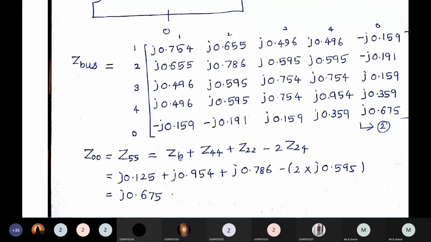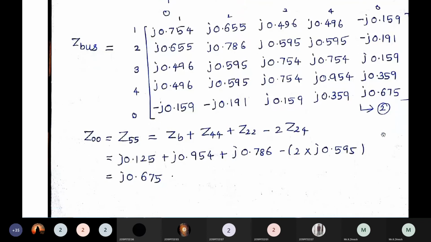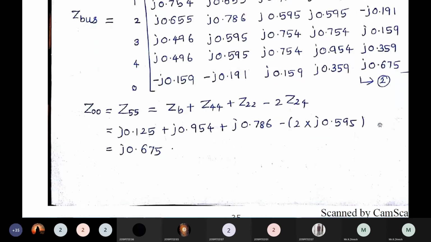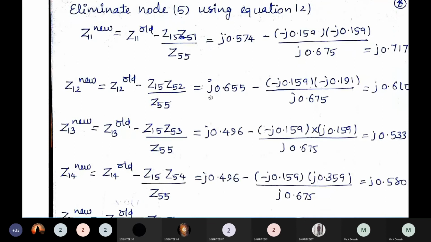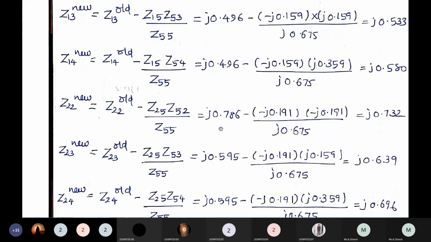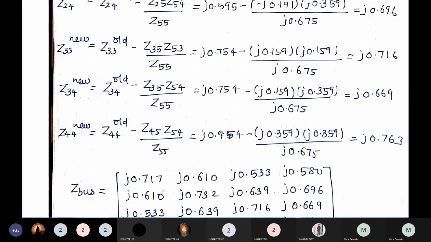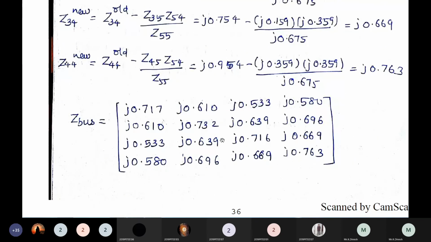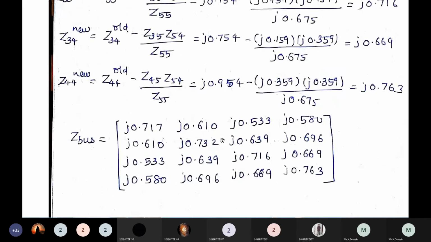To get the 5, Z55 equals Z44 plus Z22 minus 2 times Z24. We have all the values in the previous matrix, I just substituted. And the last value from the 0 side is J.0675. Here we have the number of buses as 4 only. Again you have to perform the cross elimination technique, and you have a 4x4 matrix. So this is the final solution.